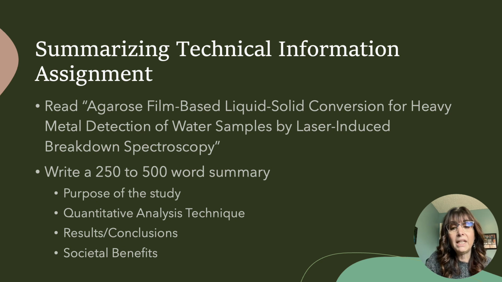To wrap up this little mini unit on communicating and summarizing technical information, here's your assignment. Go into Canvas and read this article, and then write a 250 to 500 word summary. I want you to include the purpose of this experiment, in detail what was their quantitative analysis technique. Please emphasize what was unique about this technique. What were the results? What were their conclusions? And lastly, how will this research benefit society? For more information on the assignment and to see the rubric, please look at Canvas.